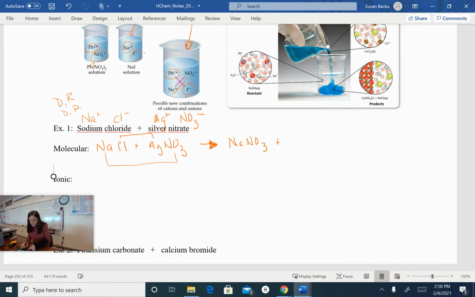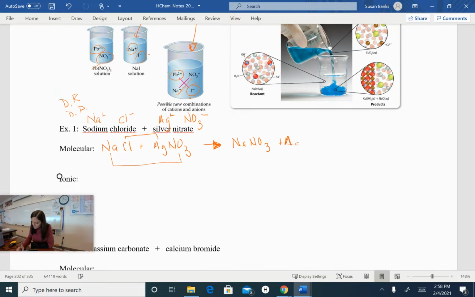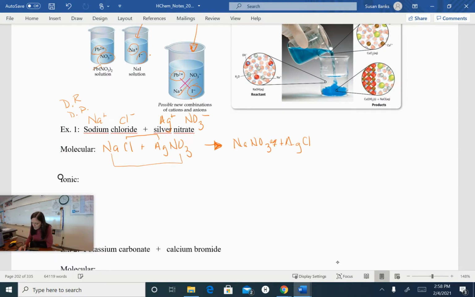And then silver is a +1 and chloride is a -1, so a 1-to-1 ratio there. Okay, the next thing to do is to check our solubility rules. Now, when we check our solubility rules, sodium is a group 1 metal, soluble, no exceptions. So that is going to be aqueous.